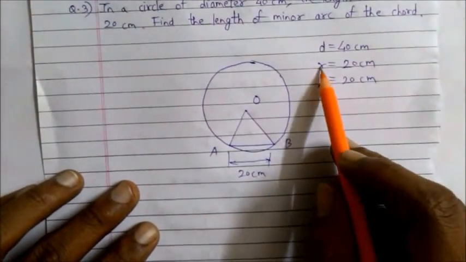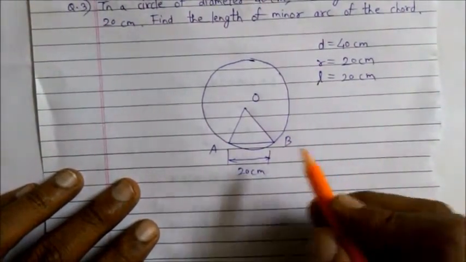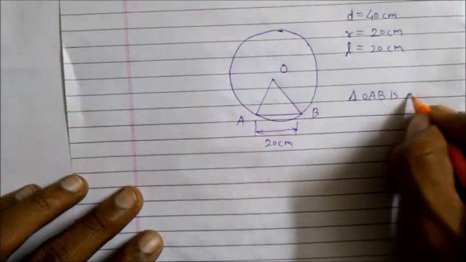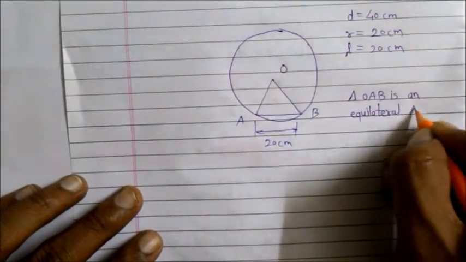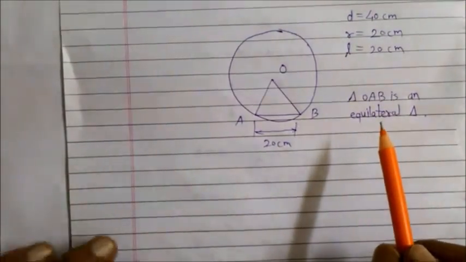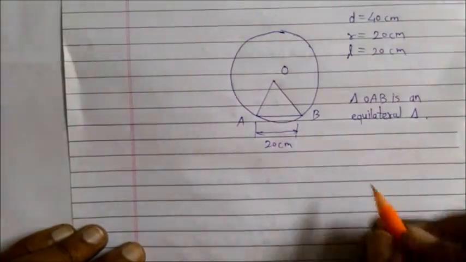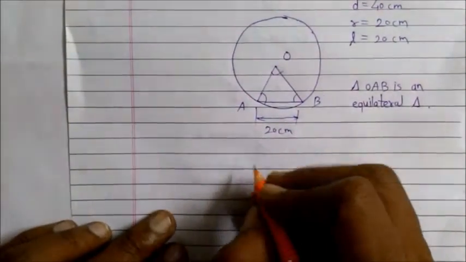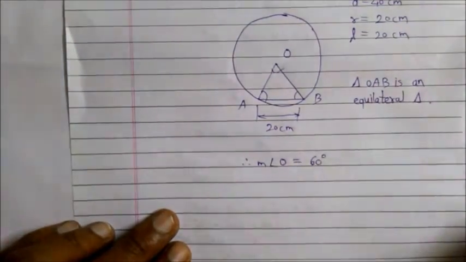Since we made a note that the radius of the circle and the length of the given chord are the same, I can say that triangle OAB is an equilateral triangle. An equilateral triangle is a triangle whose all sides are the same. Since all sides are the same, all angles will be the same, and each of the angles will be equal to 60 degrees. Therefore, angle O will be 60 degrees.